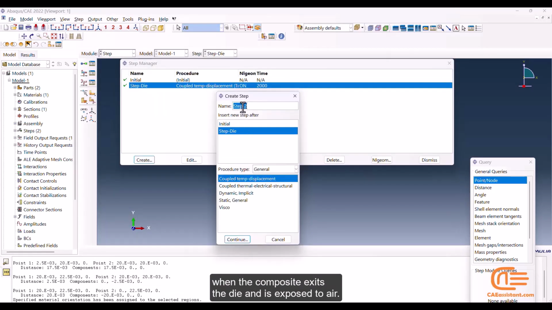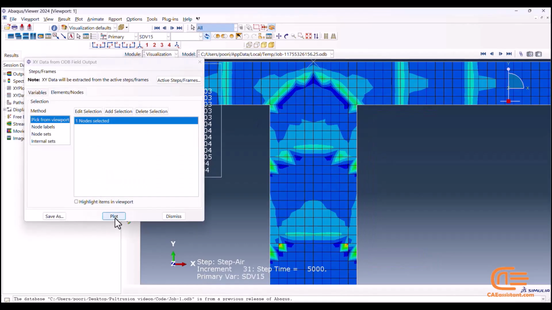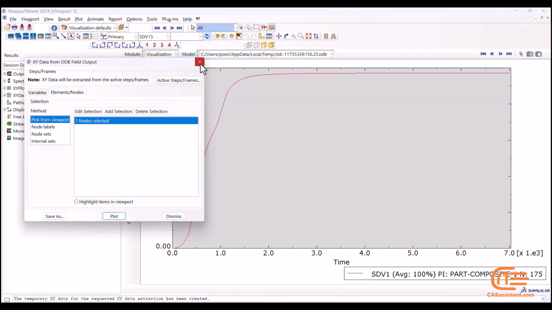Using the coupled temperature displacement solver in Abaqus, which is essentially a static solver, the analysis is carried out. Stress contours, degree of cure, displacement, and the cure time curve at a specific point are extracted.